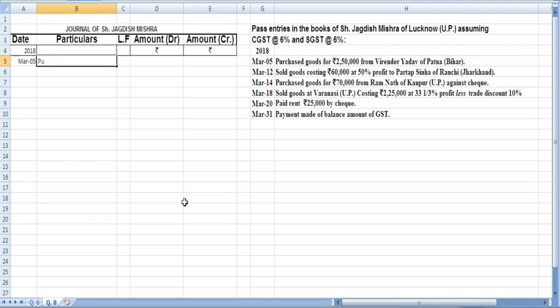So here purchases account will be debited, input IGST because this is from outside the state, purchase has been done, so input IGST account will be debited, to Virendra.